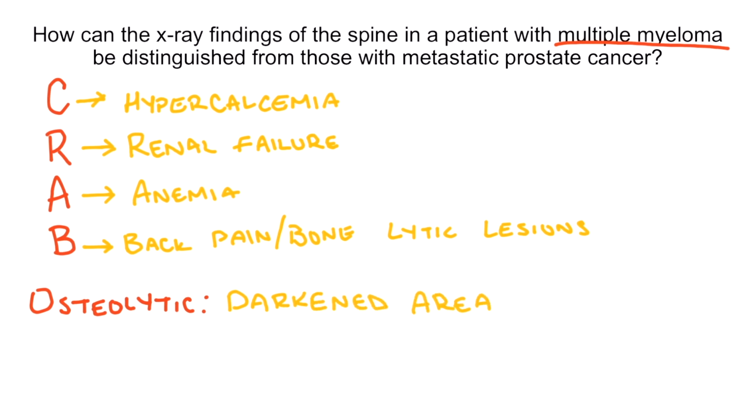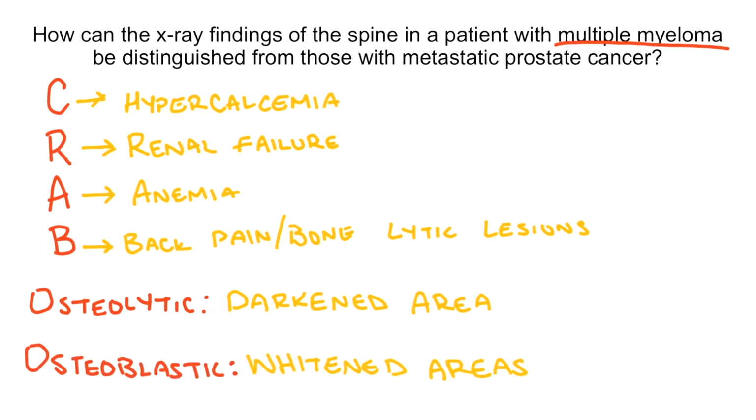In a patient with metastatic prostate cancer, the bony lesions are described as osteoblastic. This means that the bone is built up and whitened areas of hyperdense sclerosis are seen. Let's look at some radiographic images to solidify this point before we finish this section.